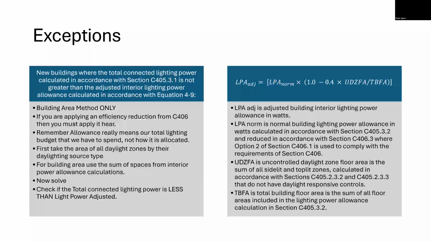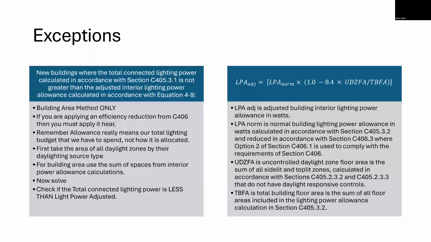C406.1 requirements: buildings shall comply with one or more of the following. So if you're implementing that, usually people will choose the lighting because it's the easiest. If you're implementing the building area method, then you have to choose.